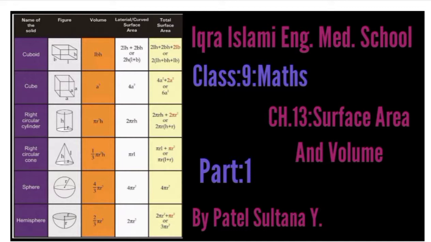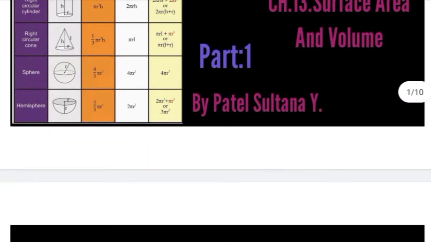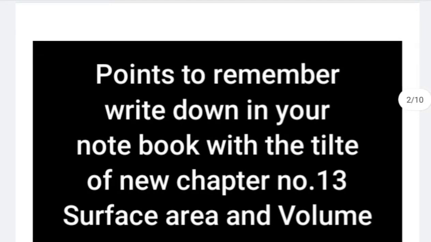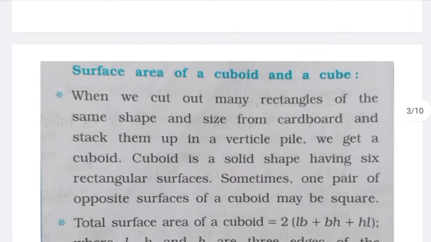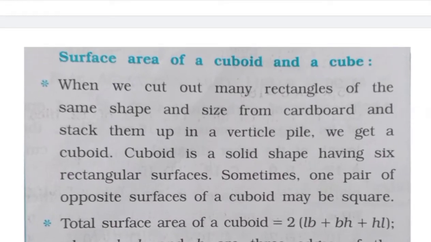Today we are going to start a new chapter of maths, chapter number 13, surface area and volume part 1. We are going to discuss some points. You have to write down these points in your maths notebook with the title of the new chapter number 13, surface area and volume. So first we will discuss about the surface area of cuboid and cube in this chapter. Then one by one we will discuss about some different shape of object in which we will discuss their area and their volume also. So let's start our chapter.